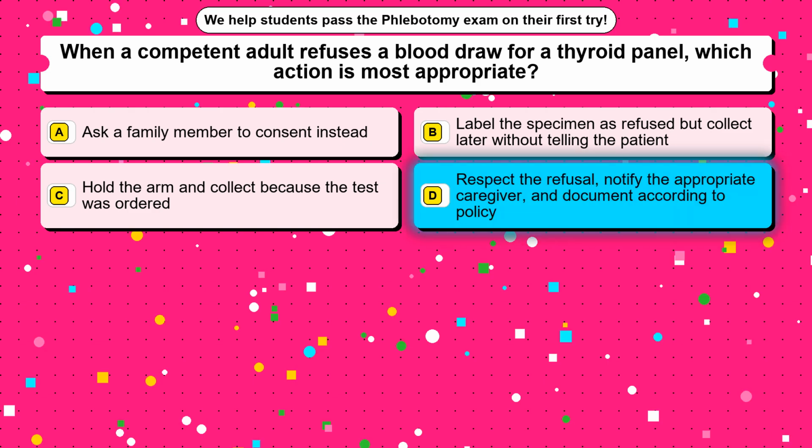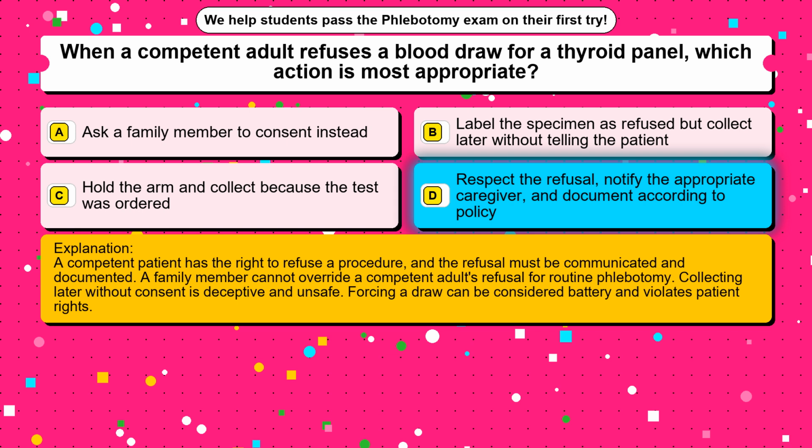The correct answer is option D. Respect the refusal, notify the appropriate caregiver, and document according to policy. A competent patient has the right to refuse a procedure, and the refusal must be communicated and documented. A family member cannot override a competent adult's refusal for routine phlebotomy. Collecting later without consent is deceptive and unsafe. Forcing a draw can be considered battery and violates patient rights.